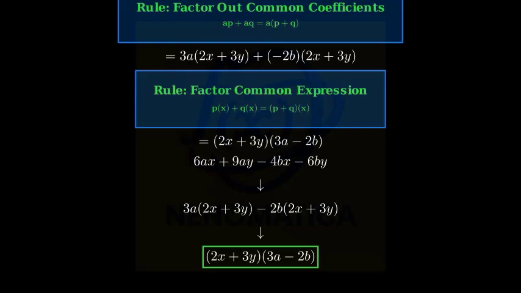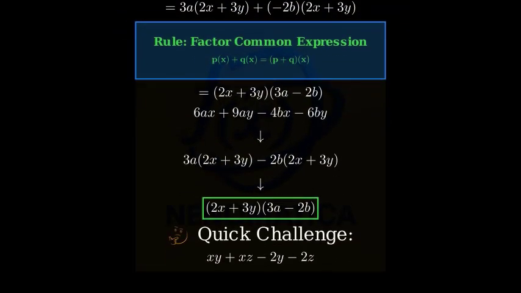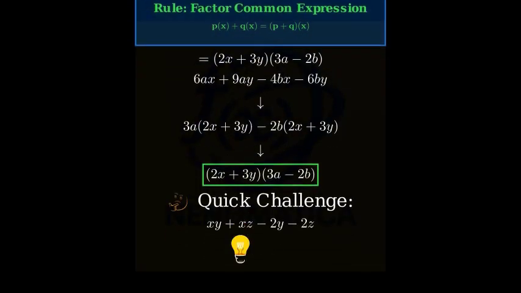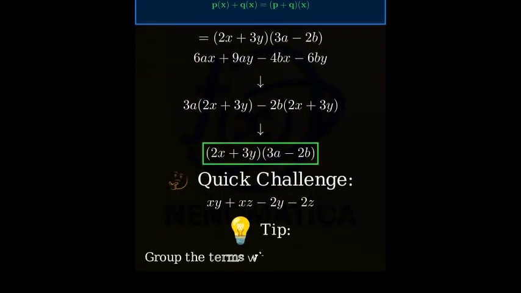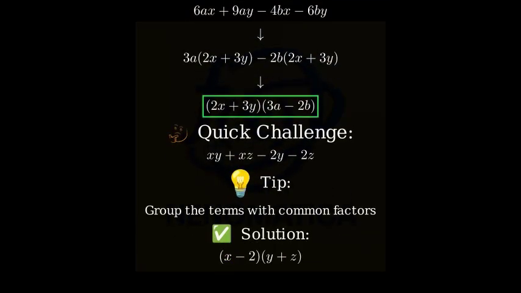Now, let's try a quick challenge. Try to factor the expression xy plus xz minus 2y minus 2z on your own. Pause the video and give it a try. Hint, look for common factors and try to group the terms. The solution is x minus 2 times the quantity y plus z. Did you get it right?